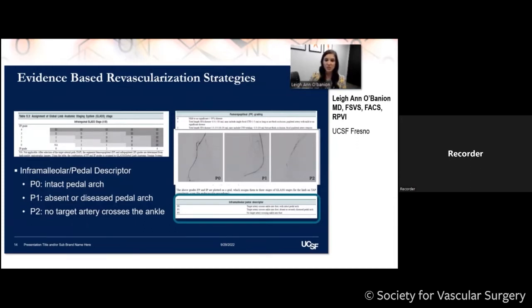The pedal modifier, which does not affect the overall GLASS stage, has recently come into light as a critical component of the staging system and may provide valuable insight into patient prognosis and help optimize treatment strategies. You can see here I've outlined the 3 different pedal modifiers: P0, which is an intact pedal arch, P1, which is an absent or diseased pedal arch, and P2, which is no target artery crossing into the ankle.